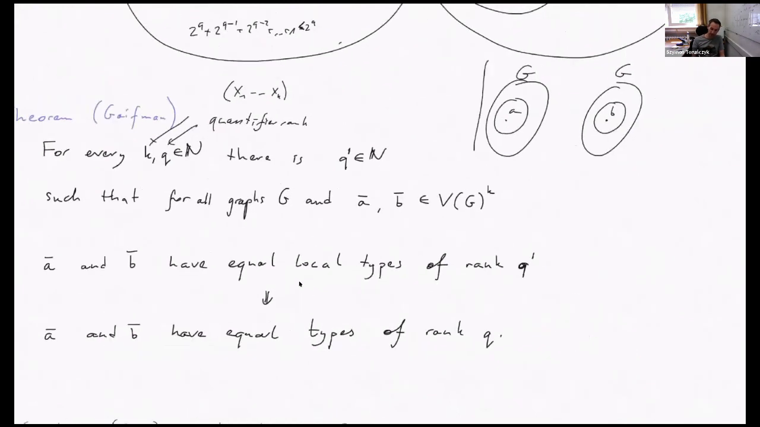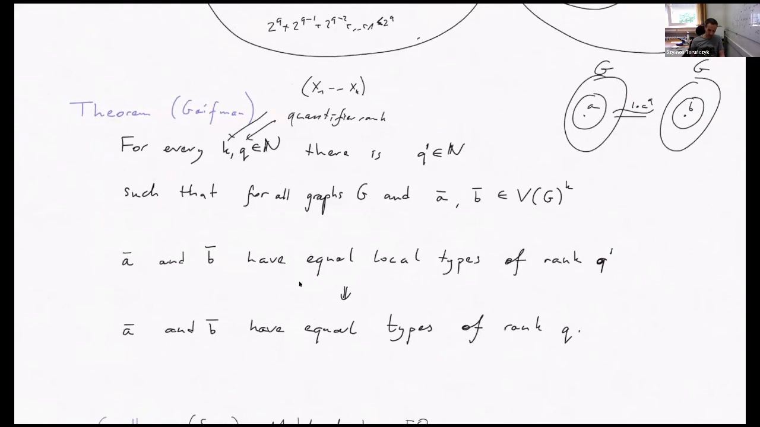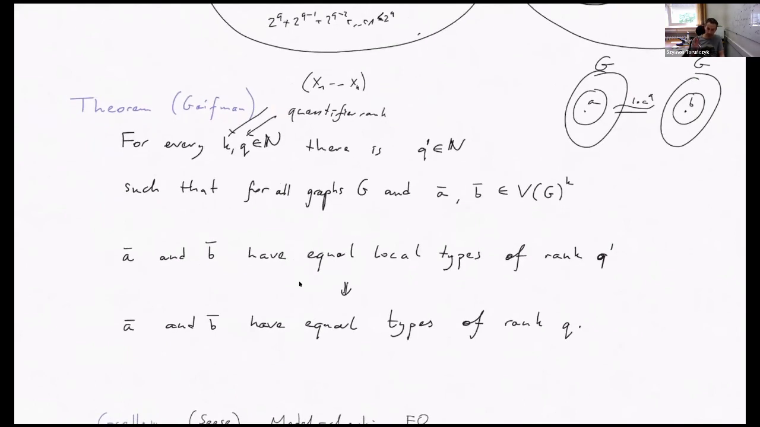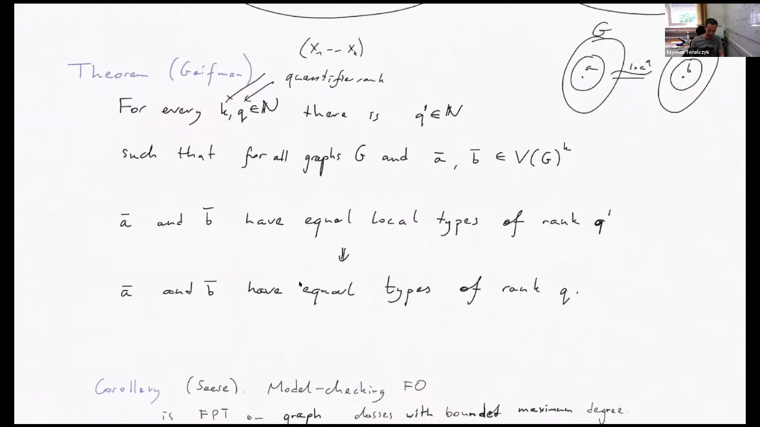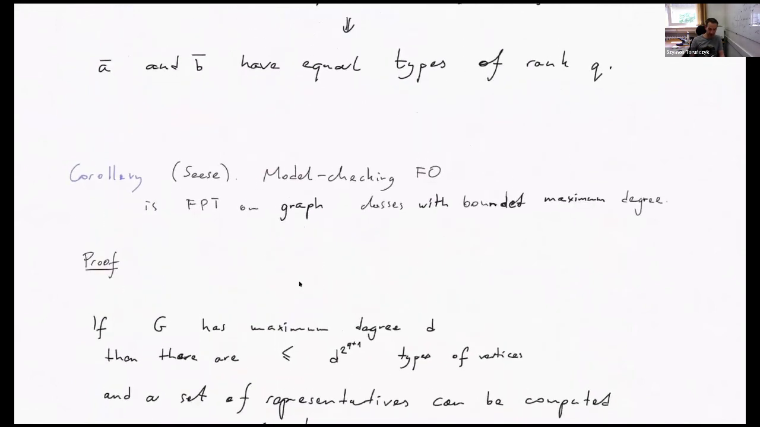So they're in the same graph G. Their local types are equal. And the conclusion is that their full types are equal. Okay, and maybe let's just do one three-minute corollary of this. The corollary is the following theorem due to Seese, which says that model checking first-order logic is fixed-parameter tractable on graph classes with bounded maximum degree.